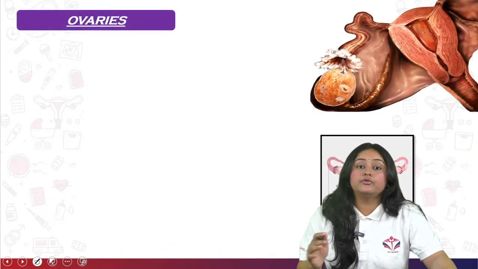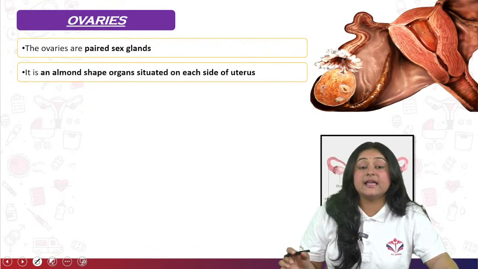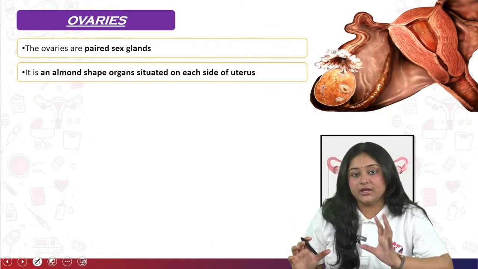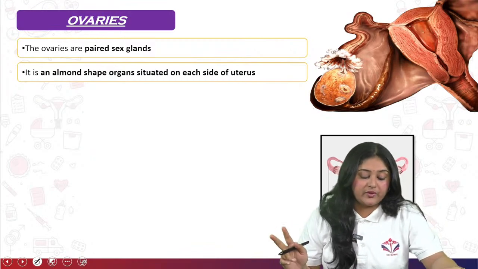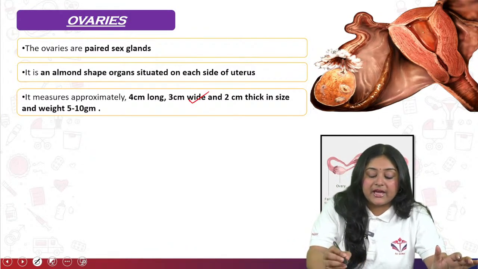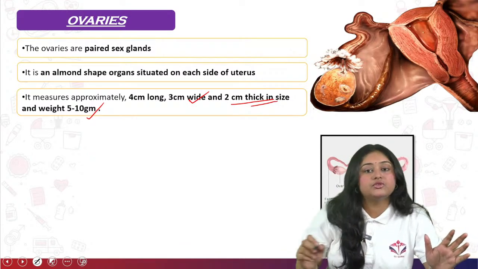Now come to the ovaries. The ovaries are a paired sex gland, almond shaped, situated on each side of the uterus. So both sides have one ovary, and a total of 2 ovaries are present inside the female body. What is the measurement? 4 centimeters long, 3 centimeters wide, 2 centimeters thick, and the weight is around 5 to 10 grams.